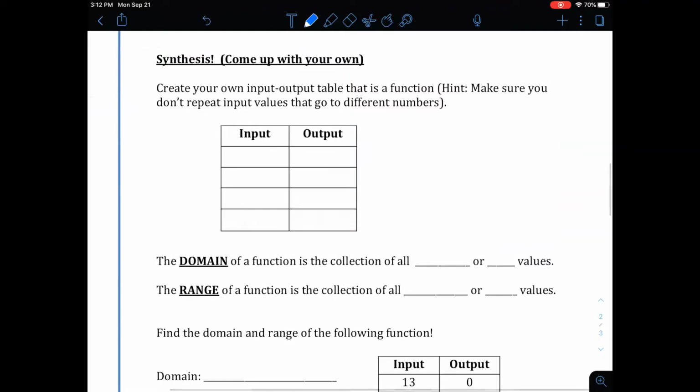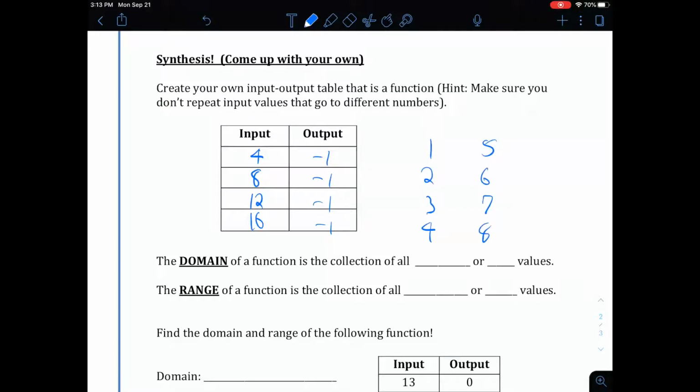All right, synthesis: come up with your own input-output table that is a function. It says hint: make sure that you don't repeat input values that go to different numbers. Come up with any numbers you want. Get creative. So the ones I came up with are, I did 4, 8, 12, 16. I did -1 for all of these. You could also do 1, 2, 3, 4, and do 5, 6, 7, 8.